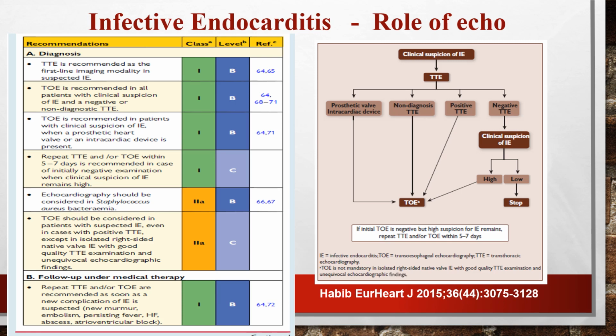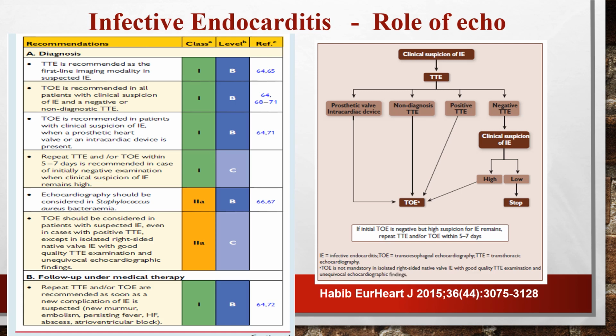Repeat transthoracic or transesophageal echo within 5 to 7 days, and that is different from the previous guidelines. So it's a shorter repetition interval. 5 to 7 days is recommended in case of an initially negative exam when you still have a clinical suspicion of endocarditis, and that's class 1C. Echocardiography should be considered in Staph aureus bacteremia, class 2A, and TEE should be considered in patients with suspected endocarditis, even in cases with positive transthoracic echo.